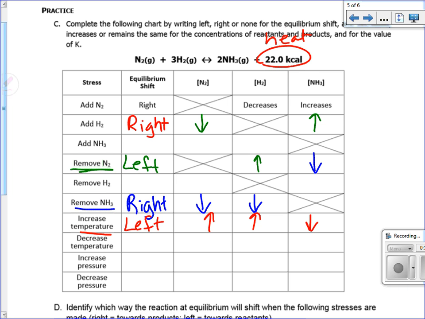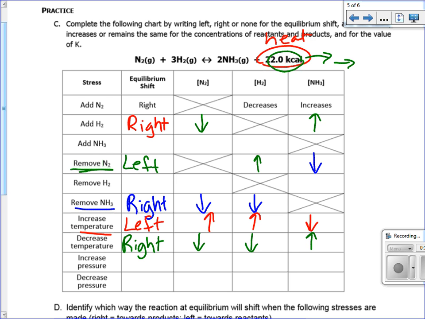All right, if I decrease the temperature, I'm removing the heat. It's going to say, oh, my heat's disappearing. So what is it going to do? Make more heat. So which way should it shift? To the right. It's going to try to replace the heat that's gone. So now our reactants decrease and our products are going to increase.